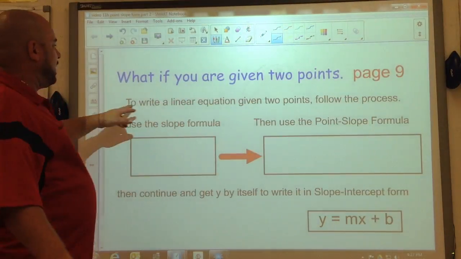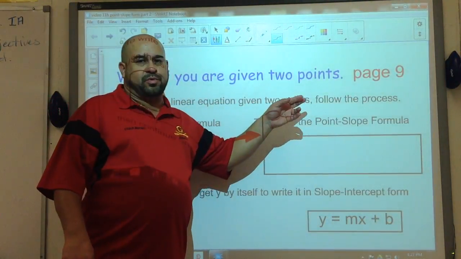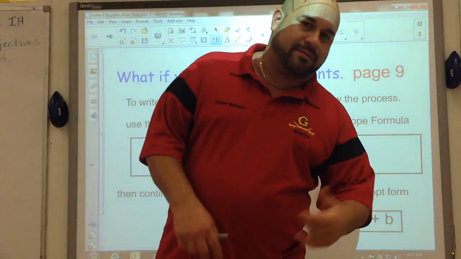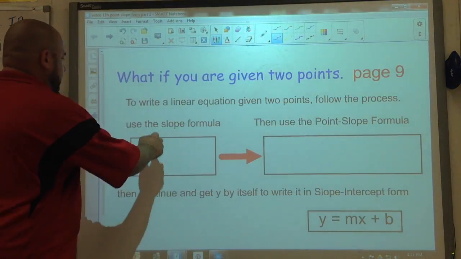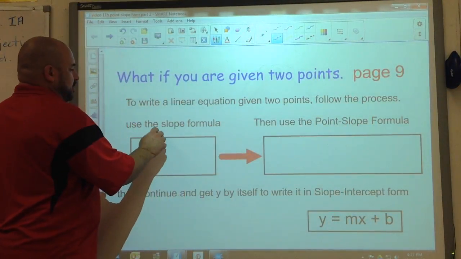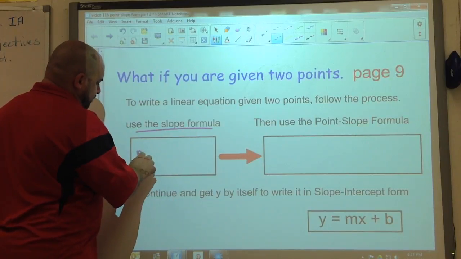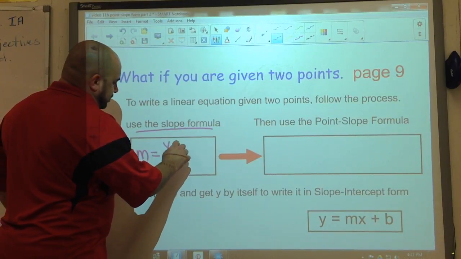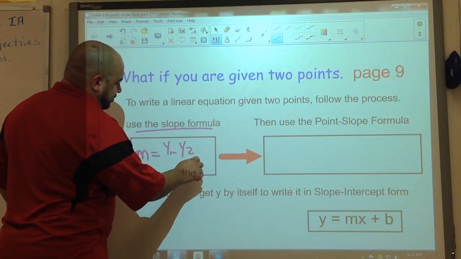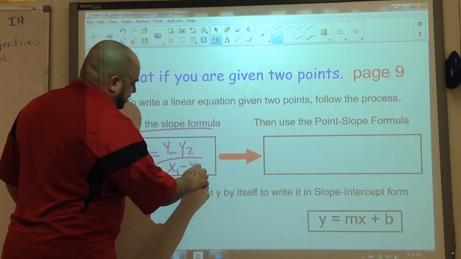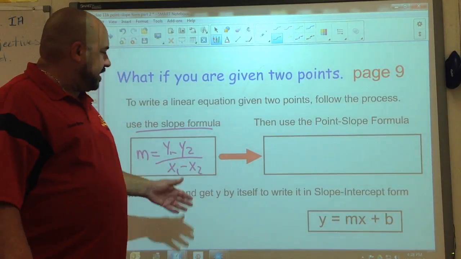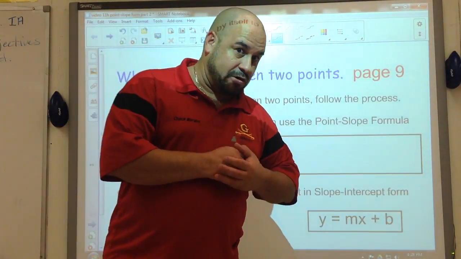So first, to write a linear equation given 2 points, there's a process you have to follow. The first thing is you have to find the slope using the slope formula. So you have y1 minus y2 over x1 minus x2. Alright, so that's the first step. We have to find the slope.